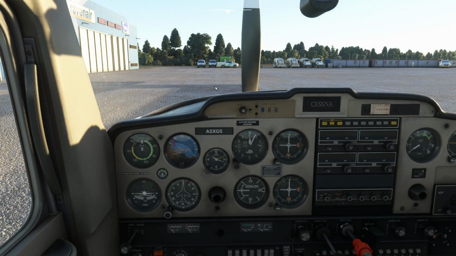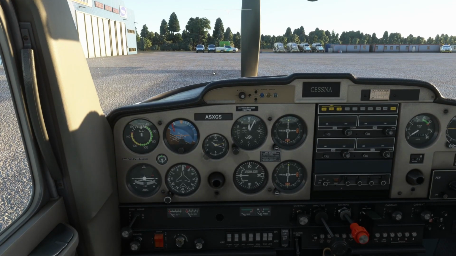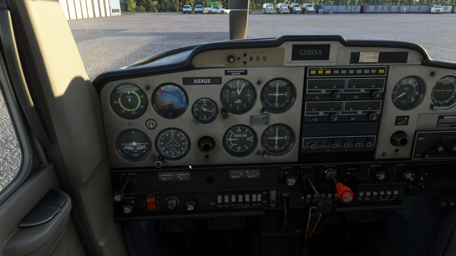But inside the aircraft we'll go through our first part of the syllabus, which is our cockpit layout and instrumentation and how it all works.